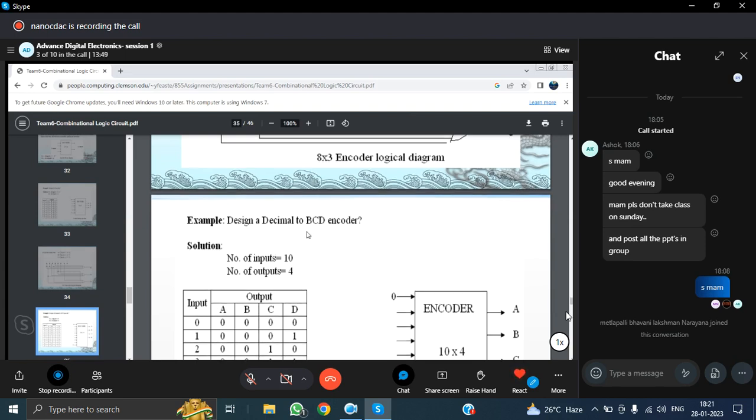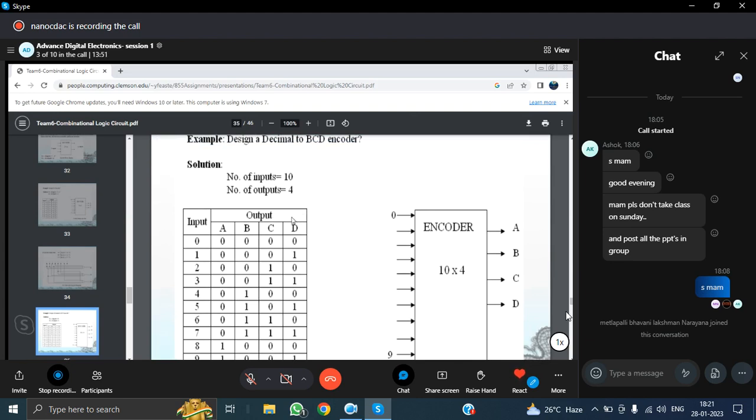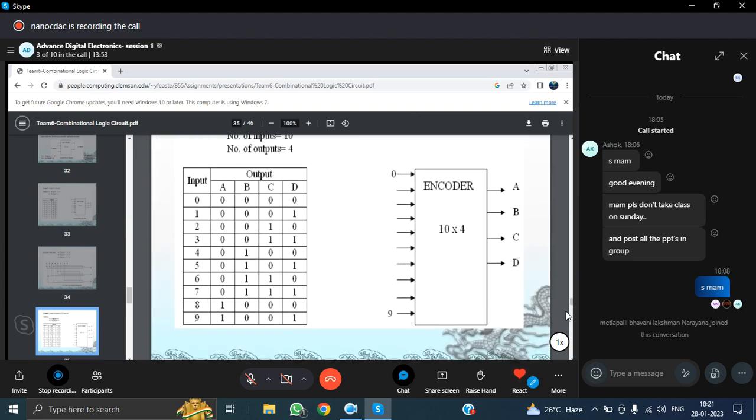So here, decimal to BCD encoder. Decimal means we have only 0 to 9. Okay, so decimal to BCD. These are the binary values. So decimal to binary encoder. So how many in total? 0 to 9 means 10 inputs are there. 10 inputs, 10 inputs, what is 10 indicating?